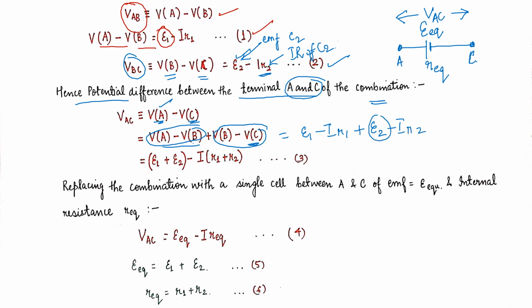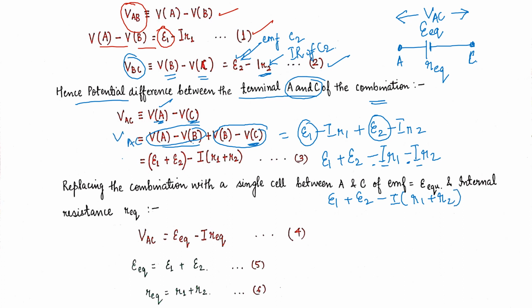So we will take the similar terms together. This is epsilon 1 plus epsilon 2, then minus IR1 minus IR2. Taking I common, we get epsilon 1 plus epsilon 2 minus I into R1 plus R2. So this is our equation 3, which gives us the potential difference across terminal A and terminal C.